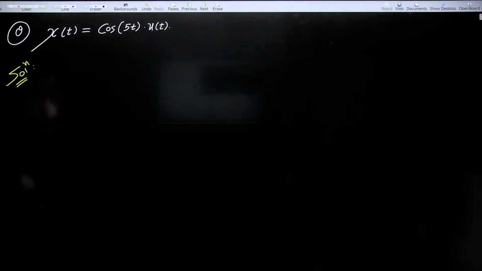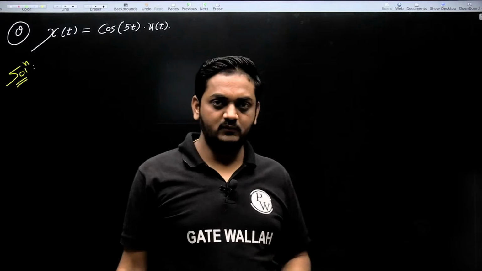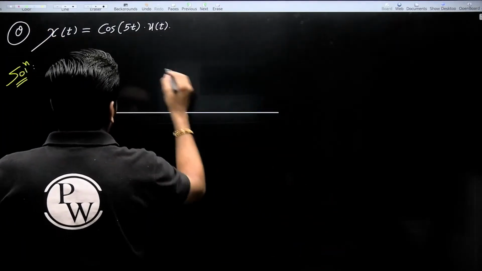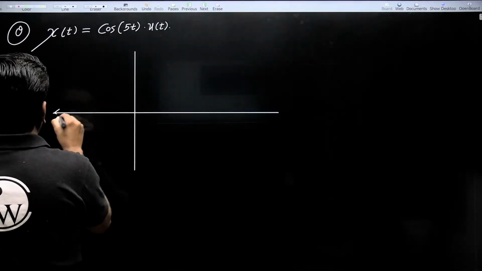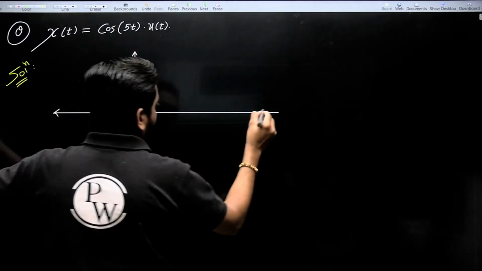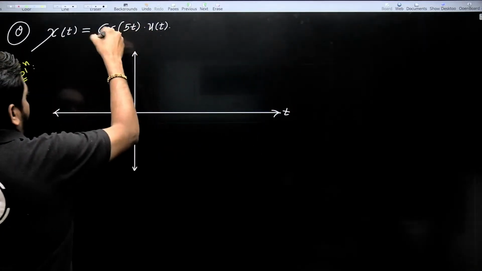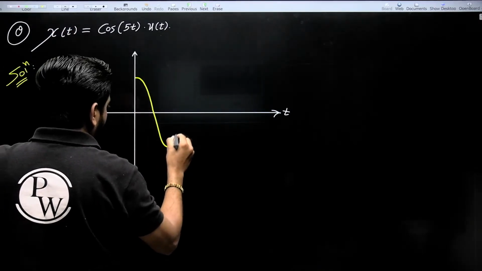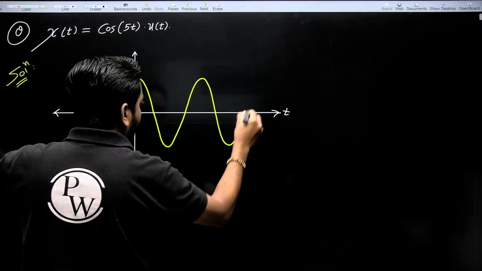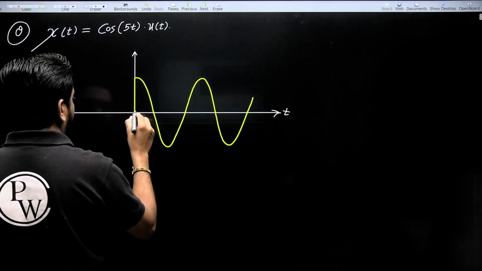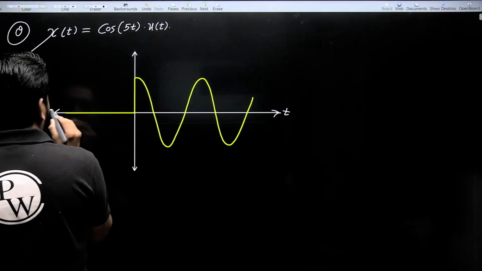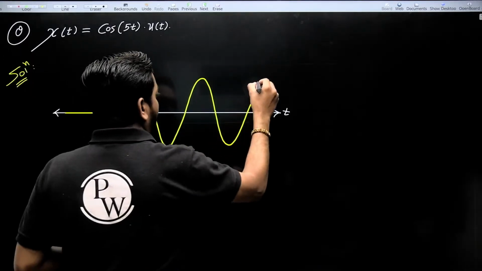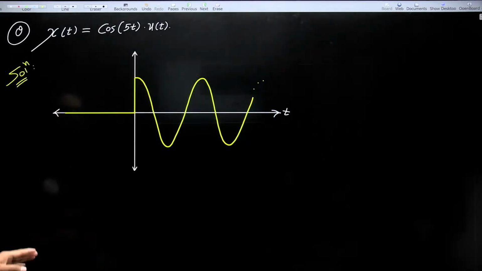So if you multiply with u of t, then it will be right sided only. A cos function for right sided only, that means it is periodic only for right sided. So you cannot say it is a periodic signal. Causal periodic you can say, yes. Only cos 5t is periodic, but if you multiply with u of t, then it will be a cos function only for the right side, and for the left side, because of the multiplied u of t, it is 0. It is periodic only for t greater than 0, and for t less than 0 it is 0.